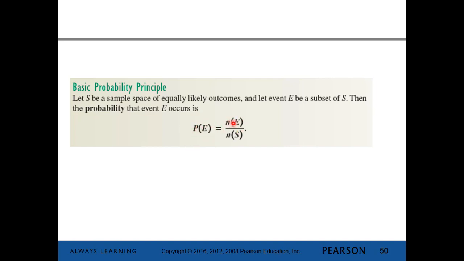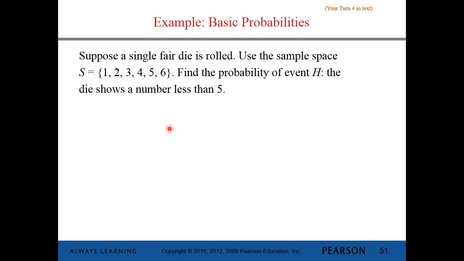The number of ways of getting that event to occur divided by the total possible number of outcomes. Okay. And so again, we're using our cardinality notation here because these are sets, right? So this is the definition of probability. The probability of an event is equal to the number of outcomes that give you the said event divided by the total number of outcomes in the sample space.